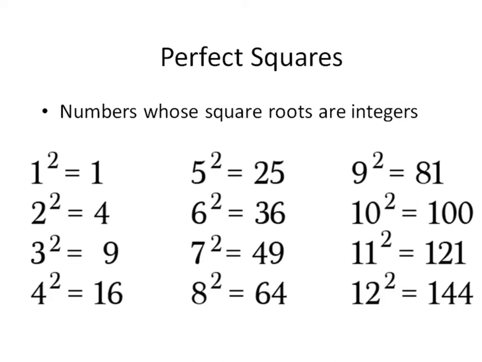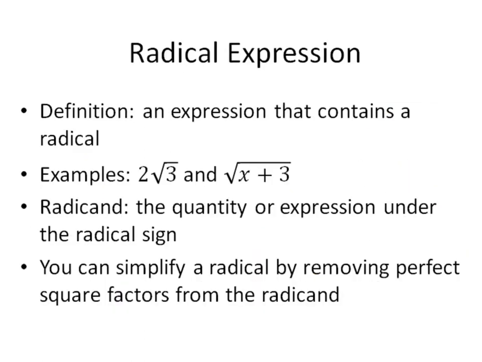Perfect squares are numbers whose square roots are integers. And the examples are given below. They are 1, 4, 9, 16, 25, 36, 49, 64, 81, 100, 121, and 144.